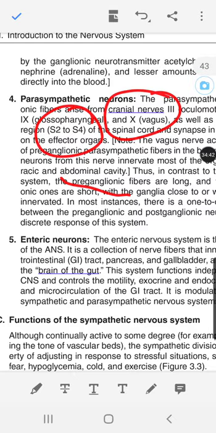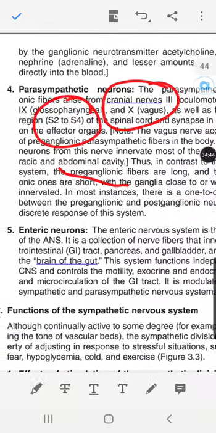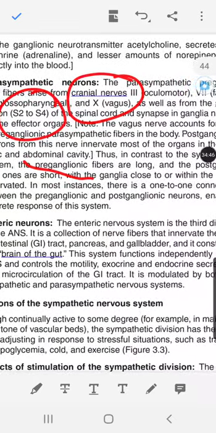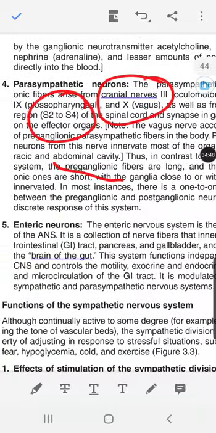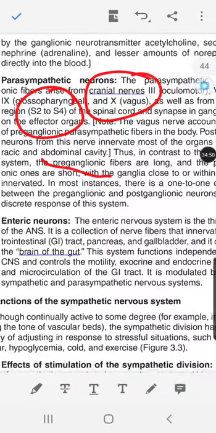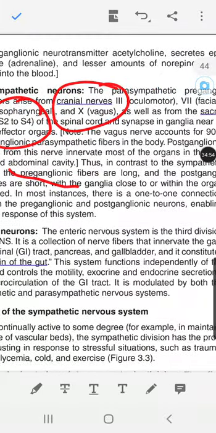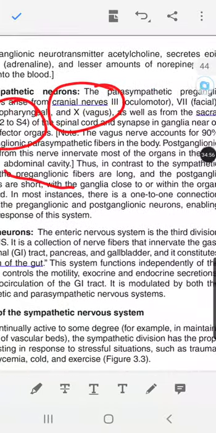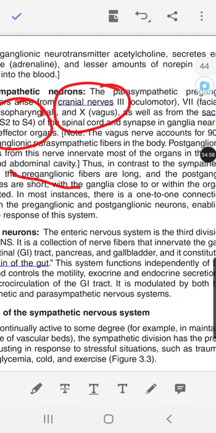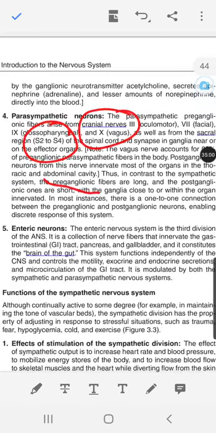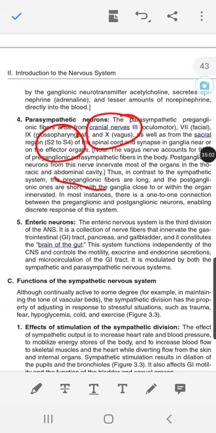in ganglia near or on the effector organs. The vagus nerve accounts for 90% of the preganglionic parasympathetic fibers in the body. Postganglionic neurons from this nerve innervate most of the organs in the thoracic and abdominal cavity. So in contrast to the sympathetic system, the preganglionic fibers are long. Important point.